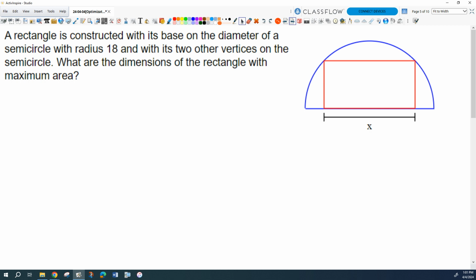Okay, what about one like this? This is another useful one for the test. There's something like this on the test. This would be a good example. So a rectangle is constructed with its base on the diameter of a semicircle with radius 18 and with its two other vertices on the semicircle, right? So then what would be a useful radius to draw here? The radius of the semicircle is 18.